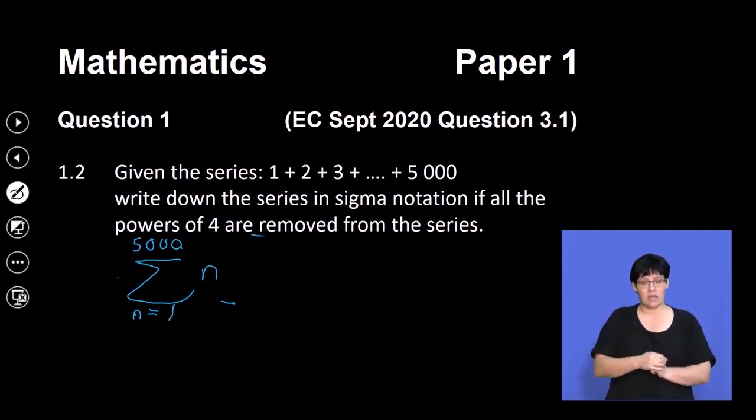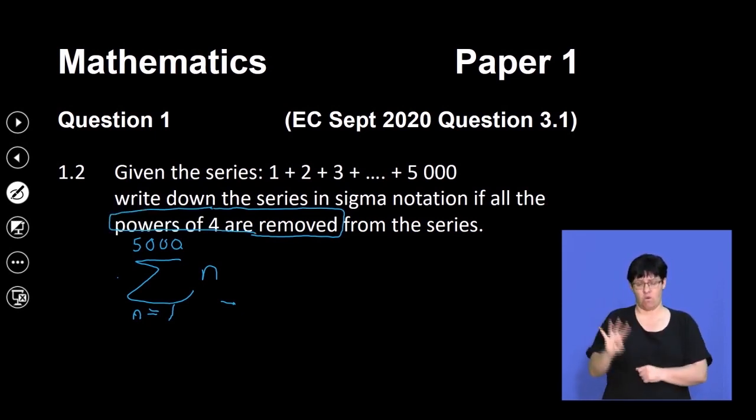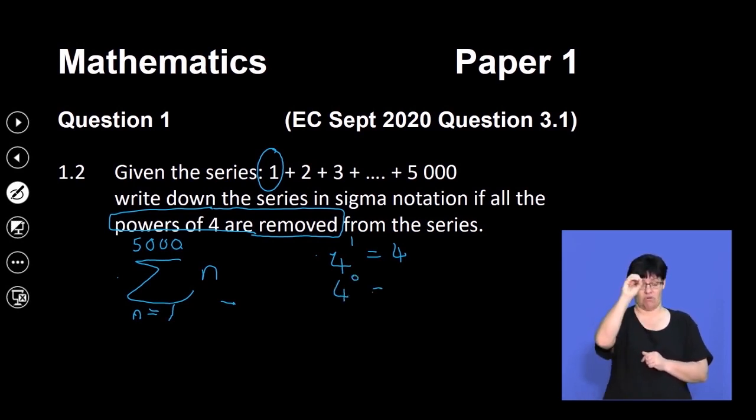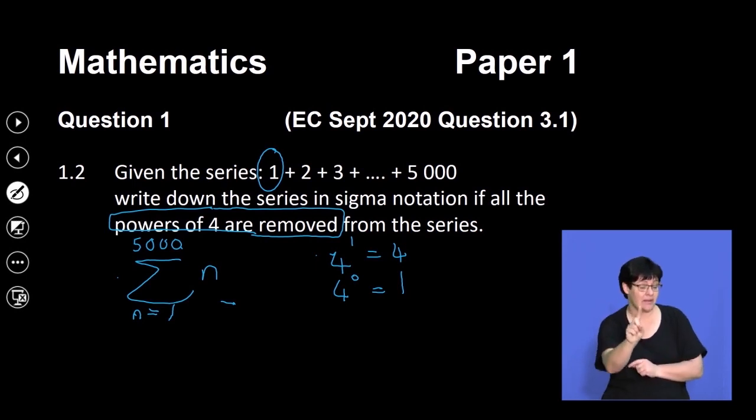From that, we're going to have to remove all the powers of 4. So if we think about the powers of 4, we need to be careful here. It's tempting to say that the first power of 4 is 4 to the 1, which is 4. But if we think very carefully about it, we can see that the first power of 4 is actually 4 to the 0, which is equal to 1.